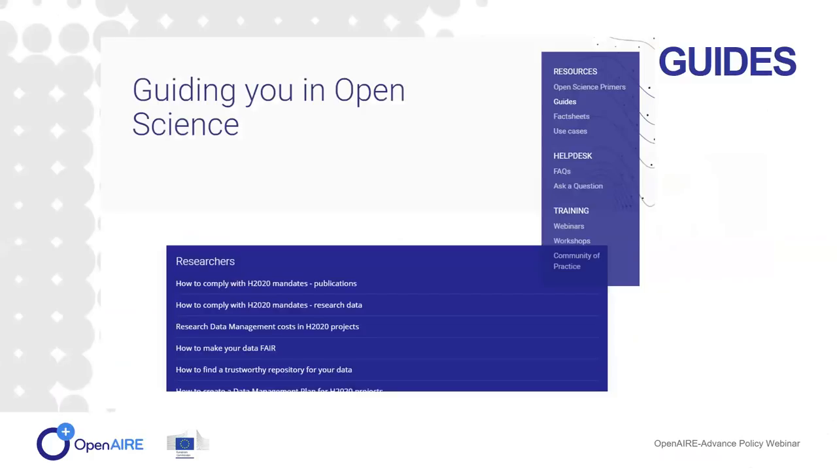So on our website, you can take a look at the resources. We have many different guides there in all kinds of areas of open science. So not just Horizon 2020, but beyond, about making data FAIR and repositories. So take a look after this webinar to see what we have. And those guides, we're always making new ones, and we welcome any suggestions for new guides as well.